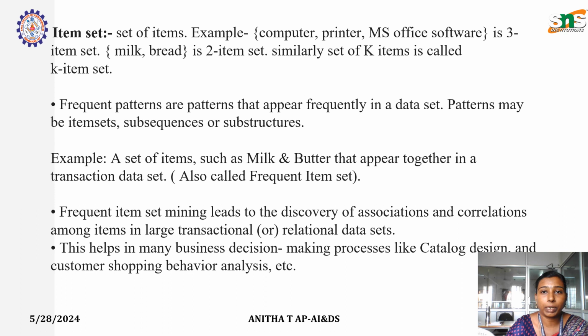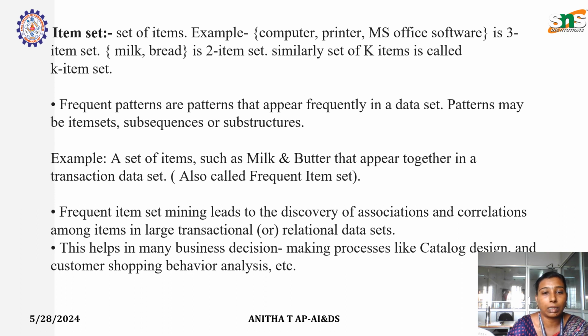For example, computer, printers, Microsoft Office software is a three itemset, and milk, bread is a two itemset. Similarly, a set of k items is called a k itemset. Frequent patterns are patterns that appear frequently in a data set. Patterns may be itemsets, subsequences, or substructures.